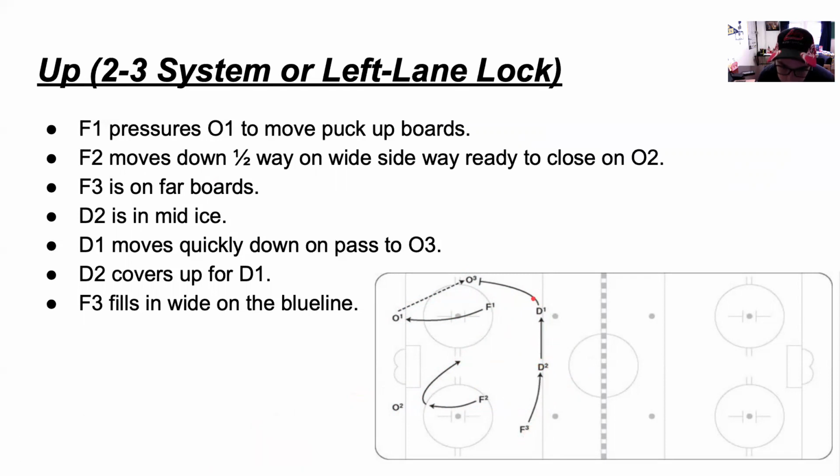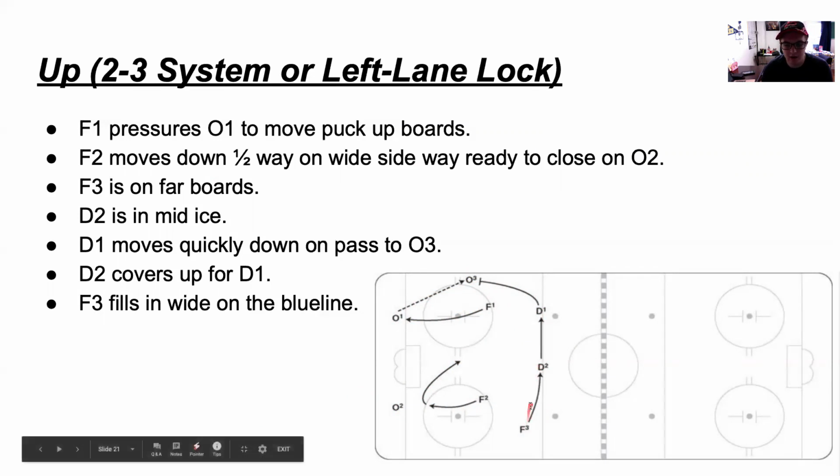So let's explain it again. F1 comes down, pressures O1. Once that pass is made, okay, when the pass is being made, this D has to pressure O3, okay? And once that D moves, this D right here has to come right here where D1 was. And once this D moves, F3's got to come back over here to cover D2, and F2's got to come up and play that high slot.